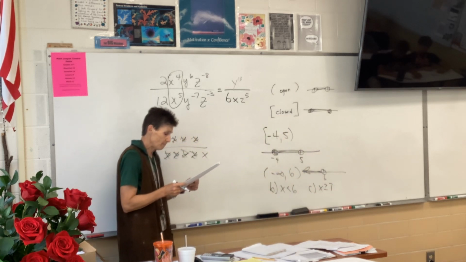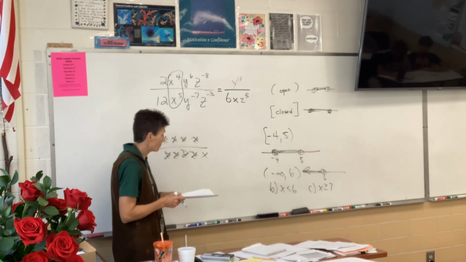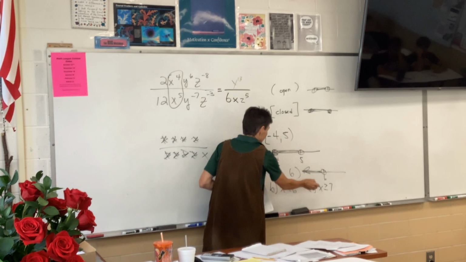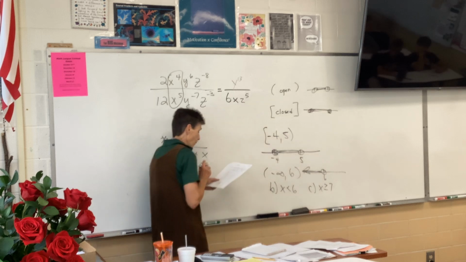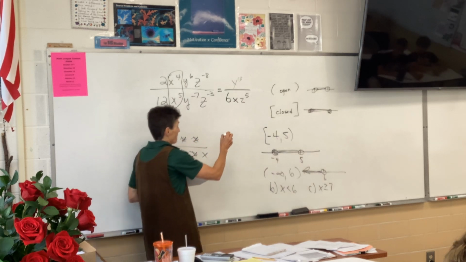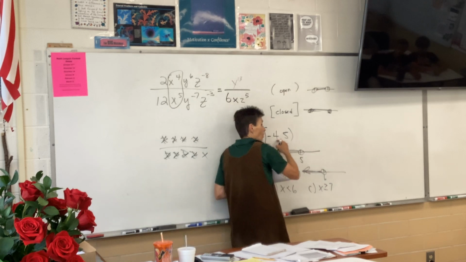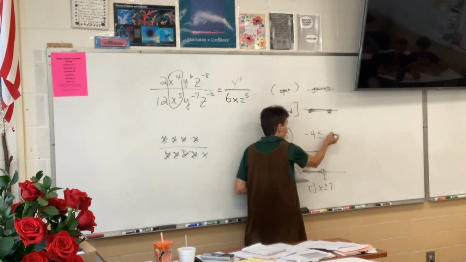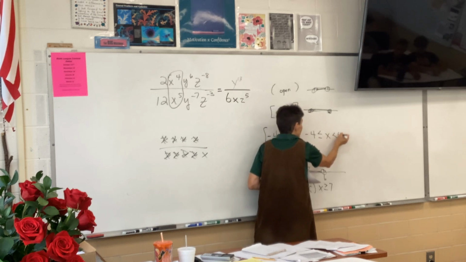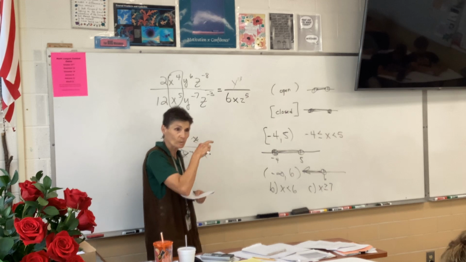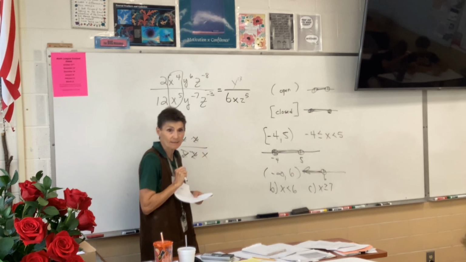For number 10, write as inequalities. I already did B and C. What would A be as an inequality? -4 less than or equal to X less than 5. X is between -4 and 5, including -4.